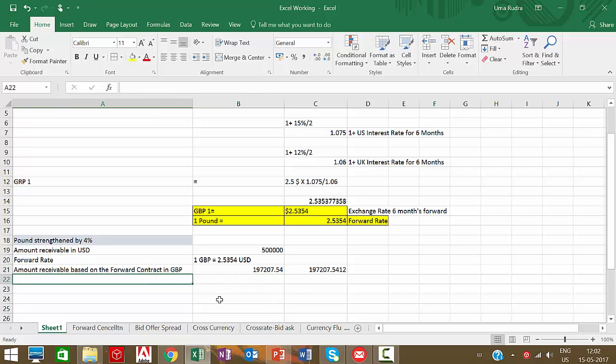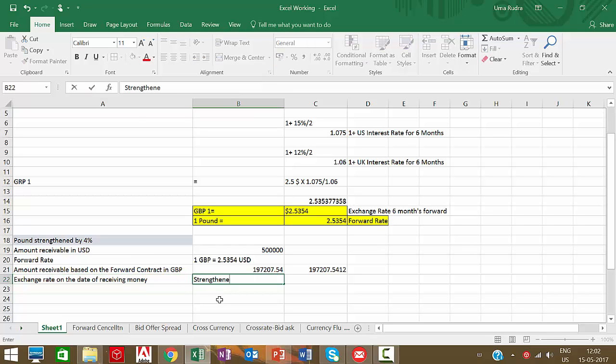As per the forward contract, but the exchange rate on the date of receiving money strengthened by 4%. What strengthened by 4%? Not the billing currency; it is the home currency of the exporter that strengthened. So what is the exchange rate now? Earlier it was 2.5 USD for 1 pound. Now the pound strengthened, so 2.5 into 104%, so 2.6. Now 1 GBP equals 2.6 USD.